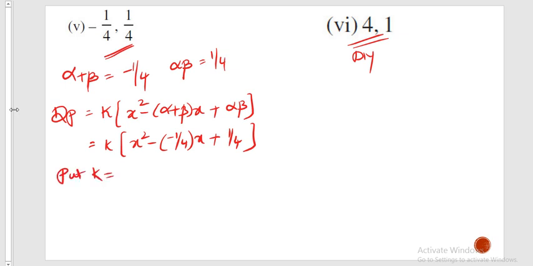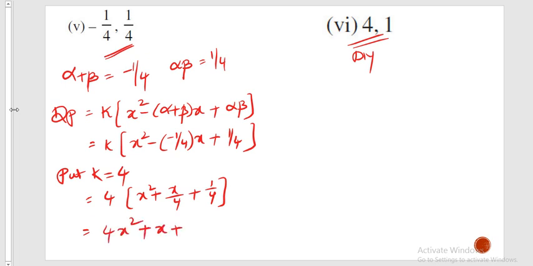Put k equal to 4. Then what am I going to get? 4 into x square plus x by 4 plus 1 by 4. When I multiply with 4, I am going to get 4x square plus x plus 1, because in these two situations the 4 in the denominator gets cancelled with this 4. This problem you try it, you already know what to do.